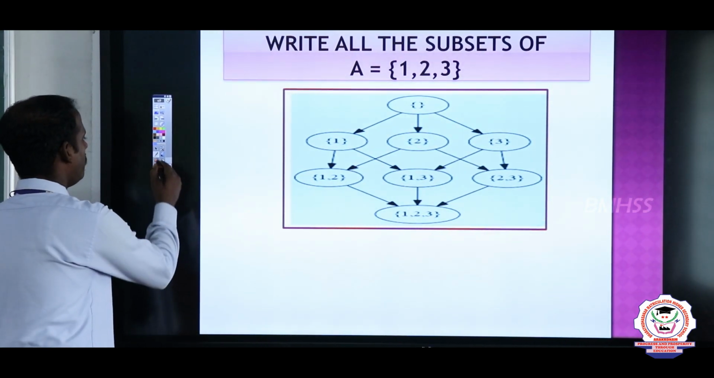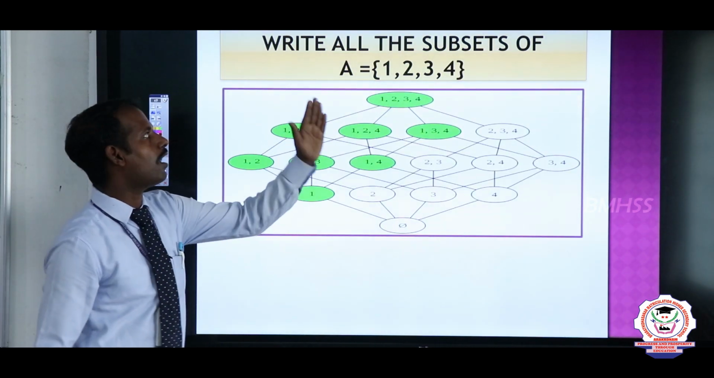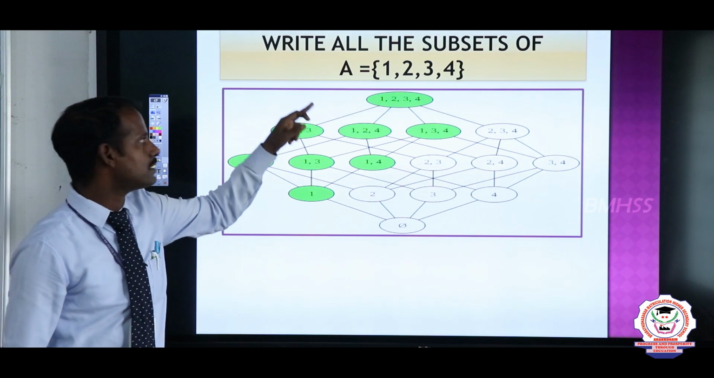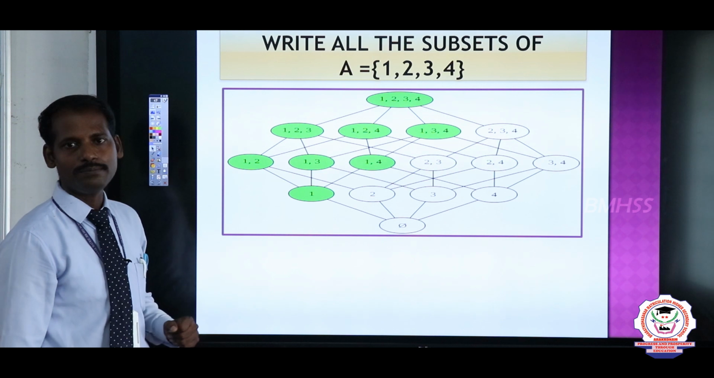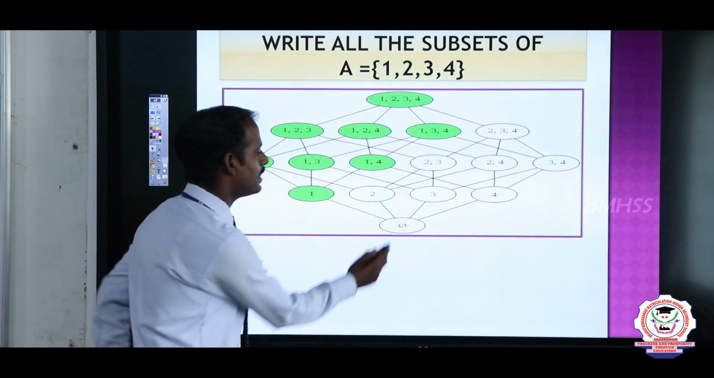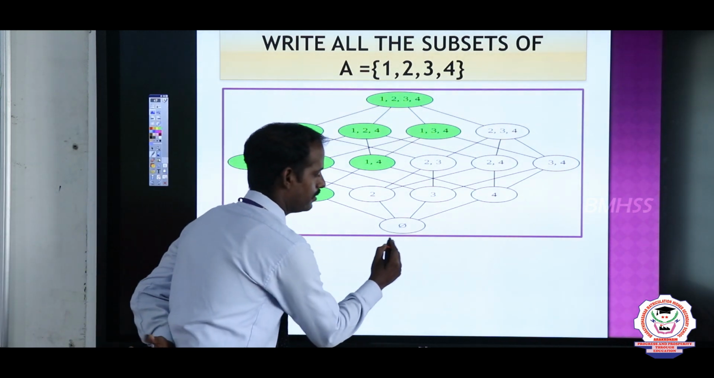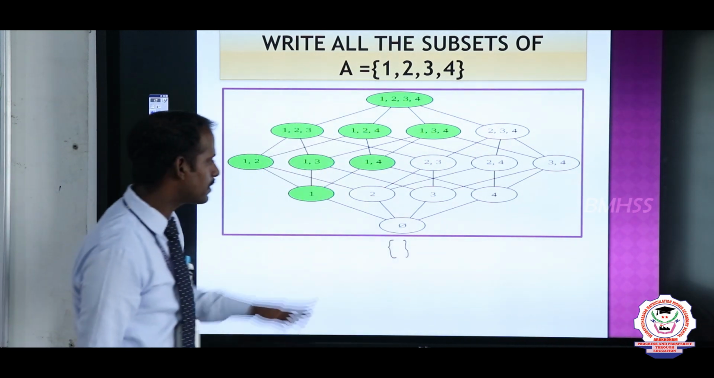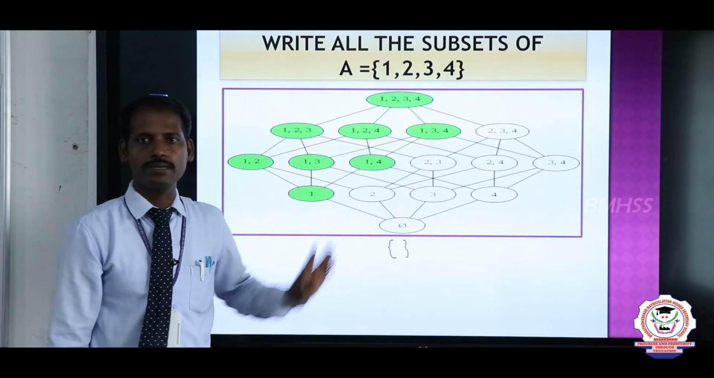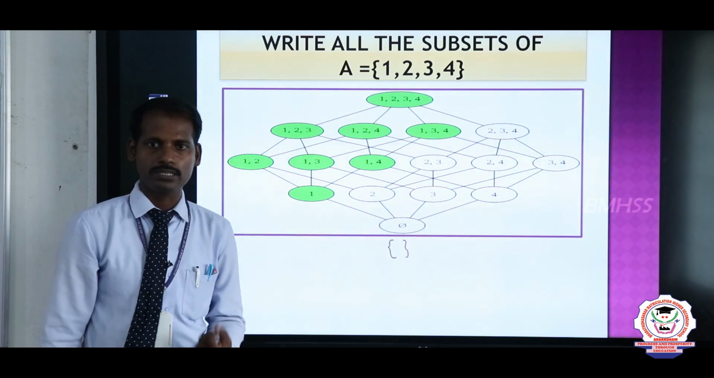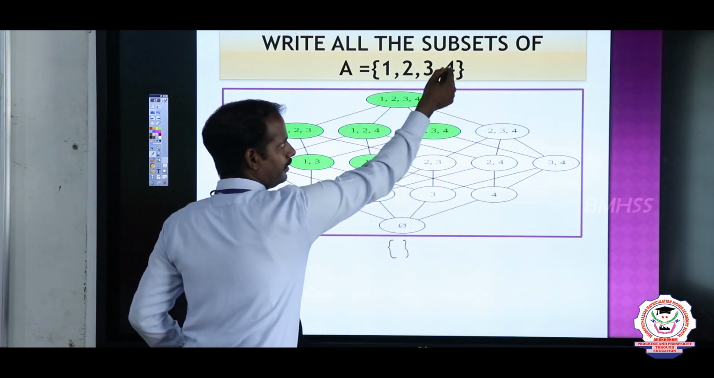So another example: write all the subsets of the A set {1, 2, 3, 4}. Here the same concept. The first possibility is the null set. We know that for every set, the null set is one possibility. Then single elements are other possibilities.